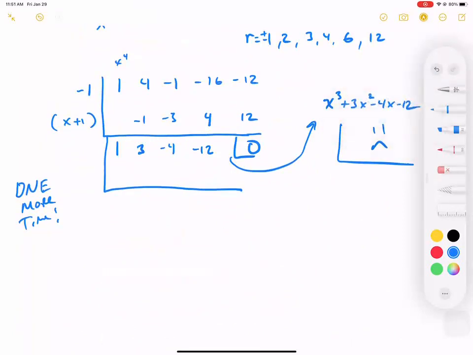Just FYI, once we know that -1 is an answer, it doesn't mean it couldn't be a possibility again. We could try -1 again in case our numbers repeat, and that's called a multiplicity. When you hear the word multiplicity, that means the same answer repeats over and over again. That's a keyword we'll look into later. Let's use -2 like we did before. So the factor is x plus 2. Are you okay with the factor?